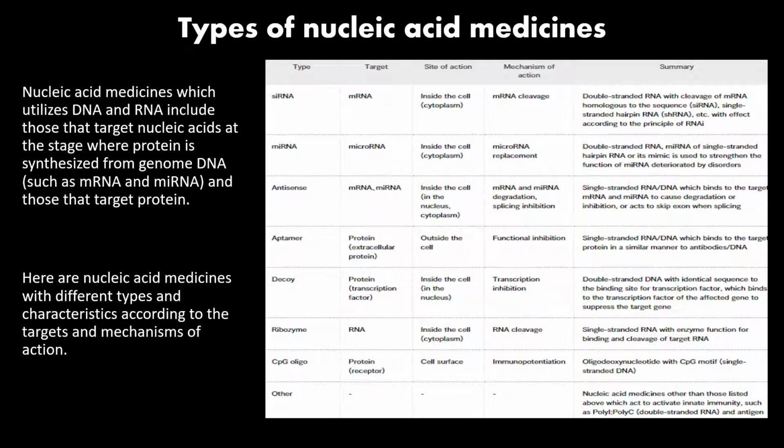Types of nucleic acid medicines. Nucleic acid medicines, which utilize DNA and RNA, include those that target nucleic acids at the stage where protein is synthesized from genome DNA, such as mRNA and miRNA, and those that target protein. Information regarding all the types of nucleic acid medicine is provided in a table attached to the slide.